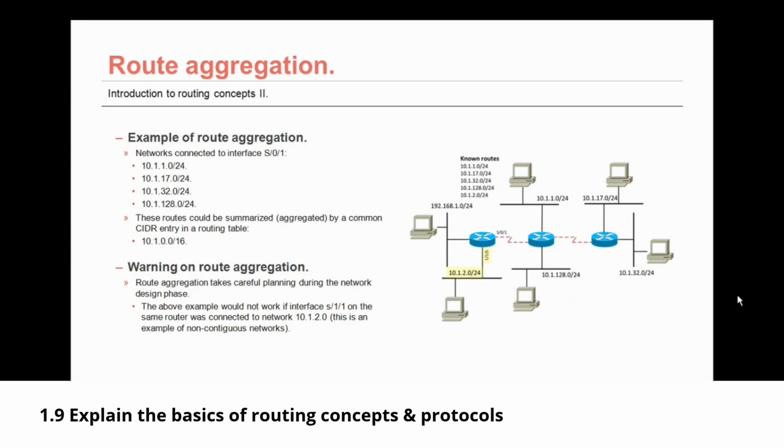Now there is a warning about route aggregation. Route aggregation takes careful planning during the network design phase. That above example would not work if the serial interface 1/1 on that same router was connected to network 10.1.2.0/24, because that new network makes those networks on the 0/1 interface non-contiguous networks. All the known networks are no longer all in a row. This leads to the fact that the routes could no longer be aggregated or summarized.